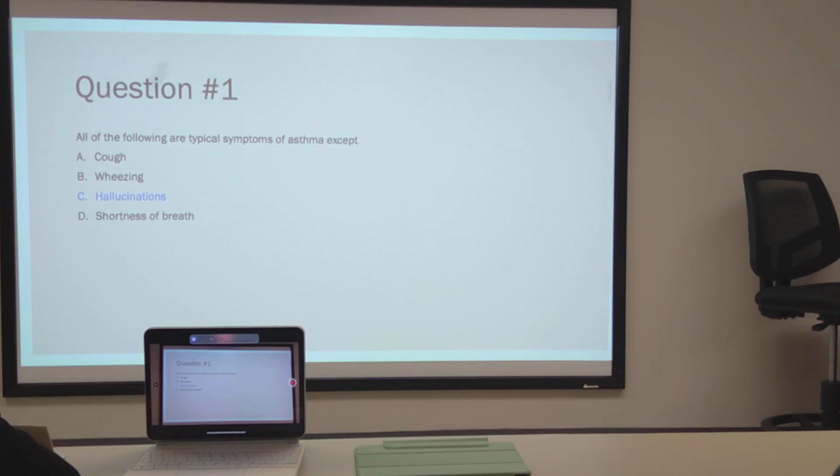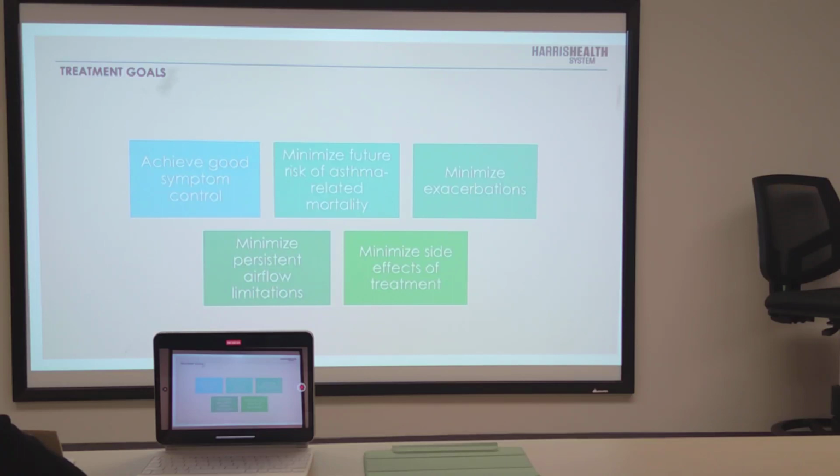So, treatment goals. Some of the goals of treatment care are to achieve good symptom control, minimize future risk of asthma-related mortality, minimize exacerbations, minimize persistent airflow limitations, and also minimize the side effects of your medication treatment.